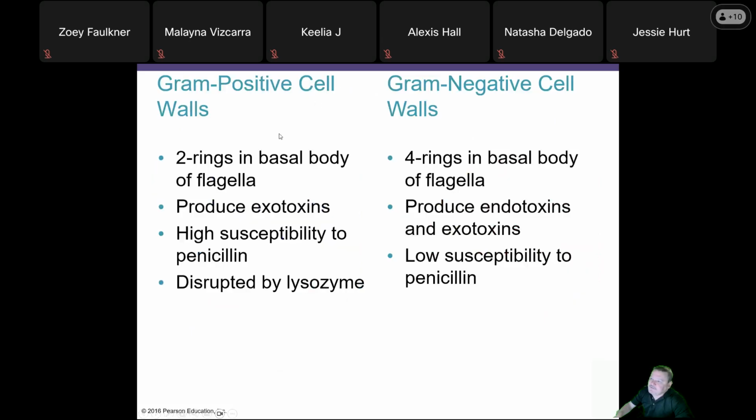Now, the gram-positive cell wall, again, has two rings in the basal body of the flagella. These can produce exotoxins, have high susceptibility to penicillin, and are disrupted by lysozyme. Whereas over here, for the gram-negative, we have four rings in the basal body of the flagella because it has to go through that extra layer of the cell membrane. These can produce what's called endotoxins and exotoxins. But there's a low susceptibility to penicillin. It just can't get in there and break apart that peptidoglycan like it can on a gram-positive cell wall.